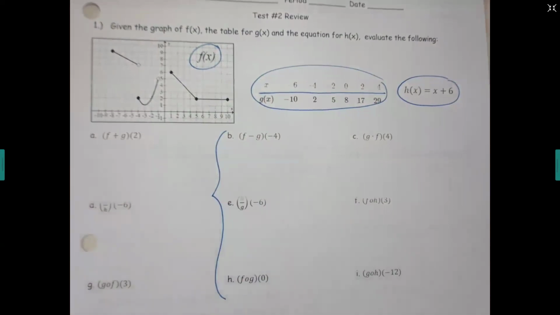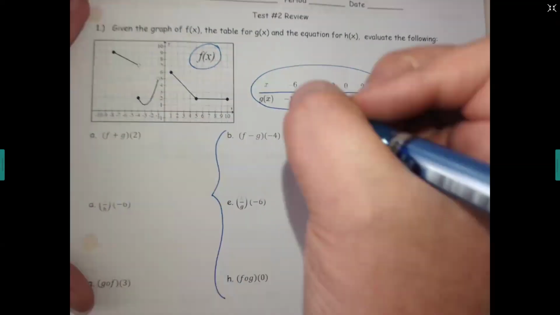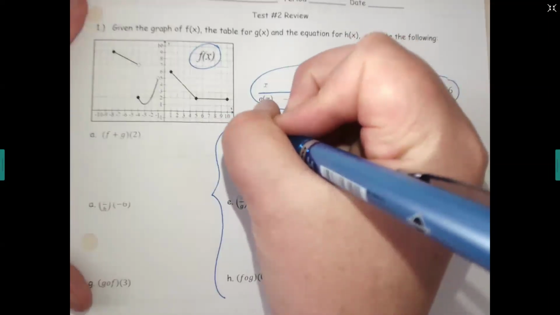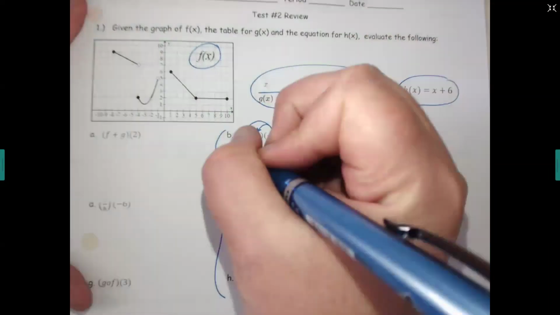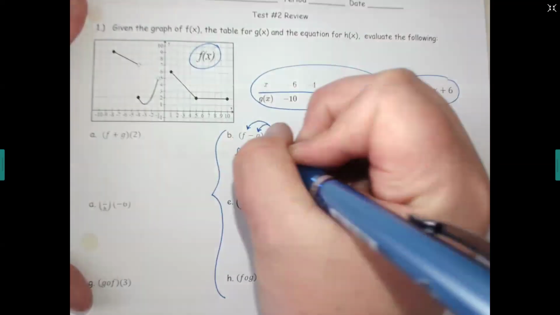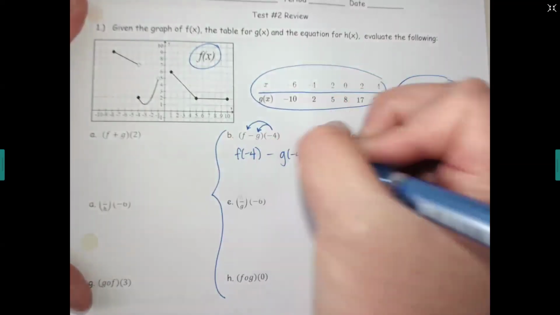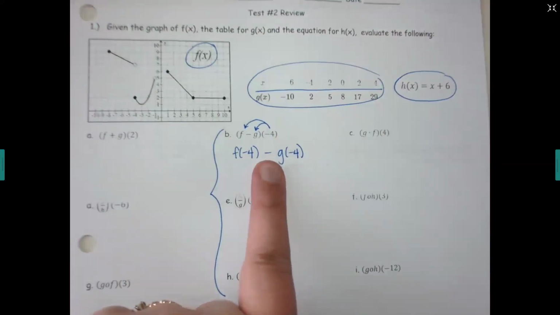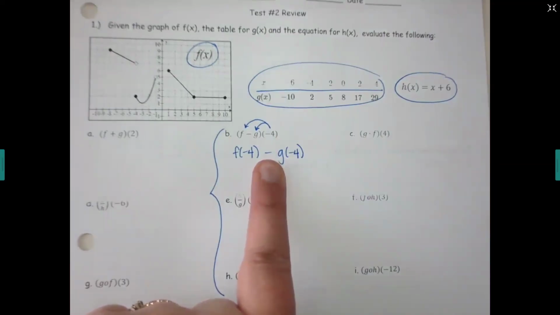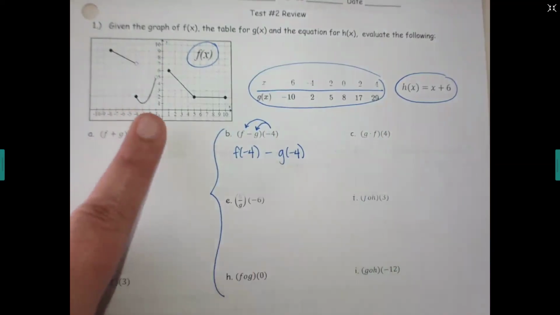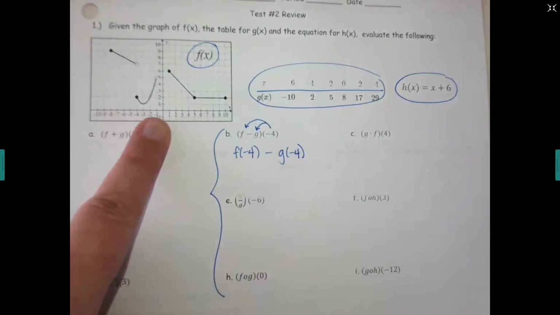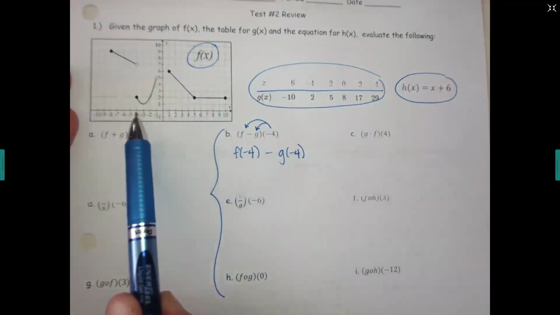I want F minus G of -4. Remember, I'm going to share the -4 with both letters, and then once I find those numbers, I'm going to minus them. The operation in the middle is subtraction. If I want F of -4, I would go to the graph of F. I would find -4 on the x-axis, and then I would report how high or low the graph is at that spot. So -4 is here.